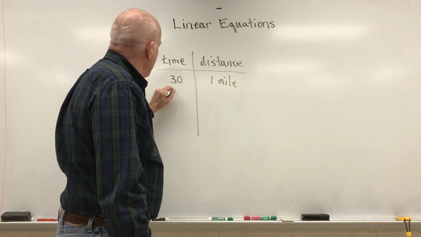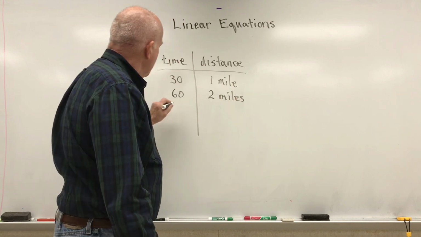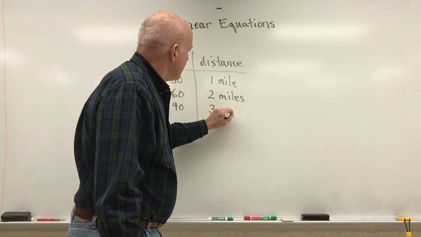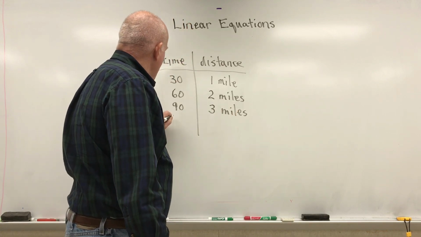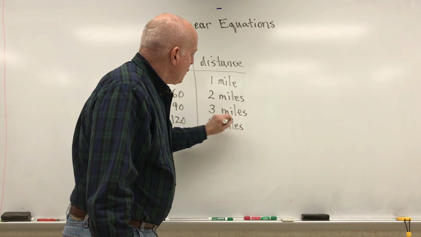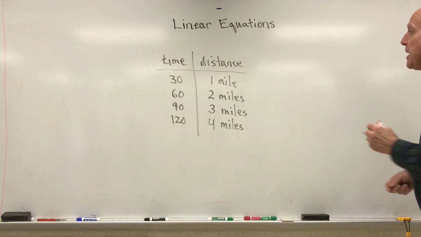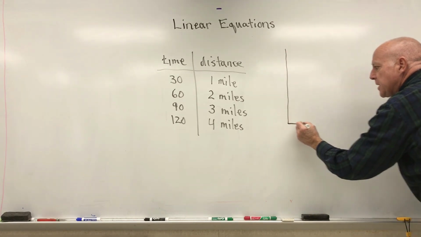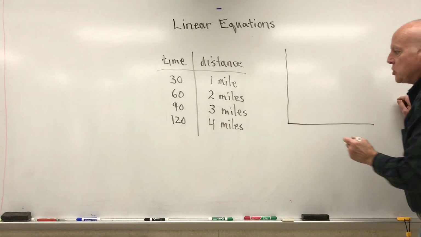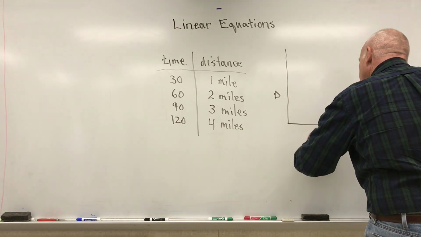At the end of 1 hour, 60 minutes, they've gone 2 miles. At the end of an hour and a half, 90 minutes, they've gone 3 miles. And at the end of 2 hours, they've gone 4 miles. And we want to graph this to take a look at what it looks like and decide, did they maintain the same pace throughout? This is a very simple example, but one that illustrates how we evaluate whether something's a linear equation. So we're going to graph distance on the vertical and time on the horizontal.